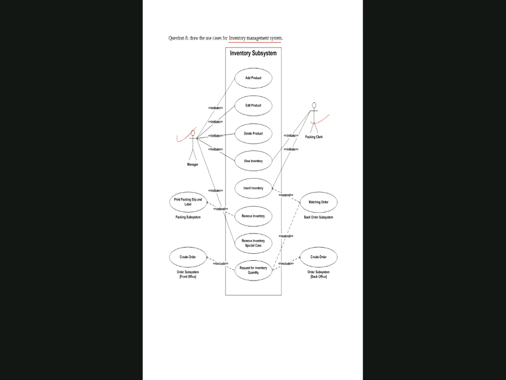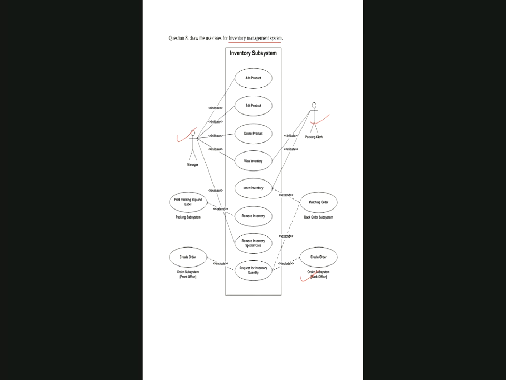another actor called the order subsystem, but this is an actor which is outside of the system. It is actually a part of the software. Okay, so this is the first case you are seeing of something like a use case outside the system, but it's an actor here. This order subsystem is also an address subsystem. It is for back office and for front office.